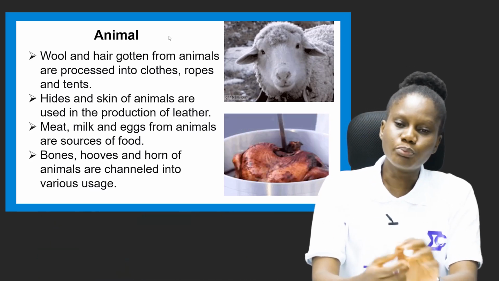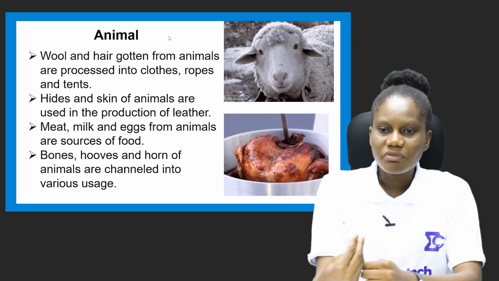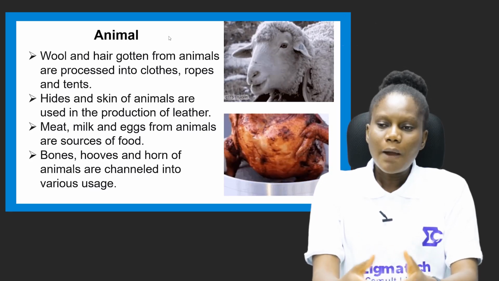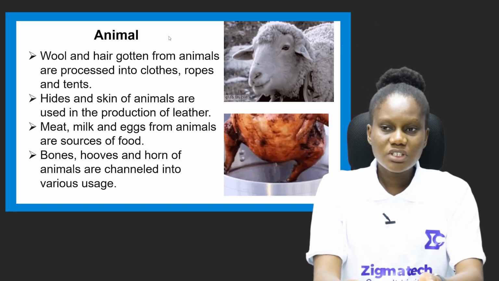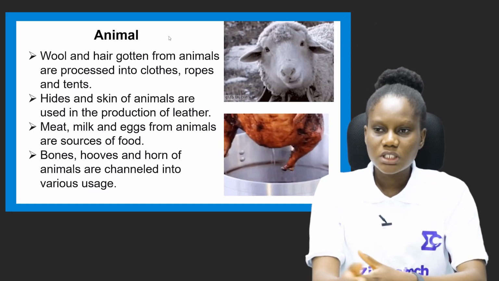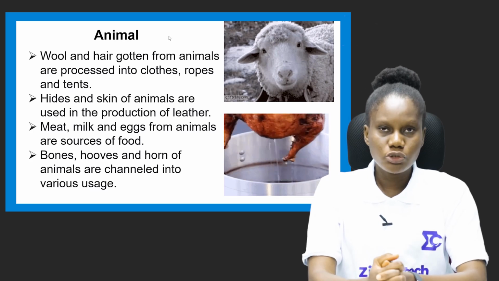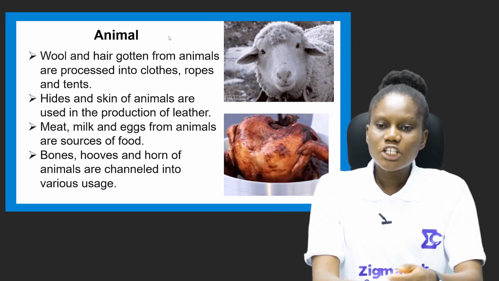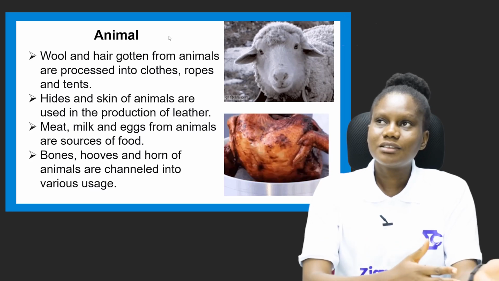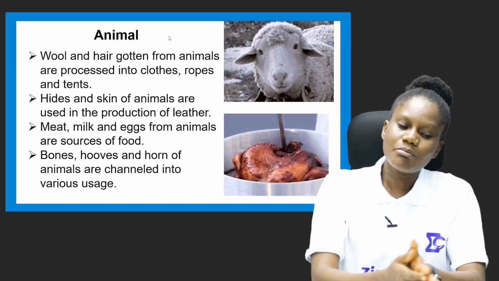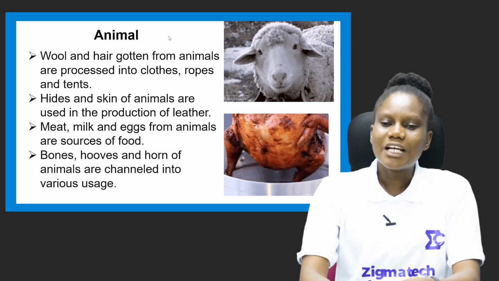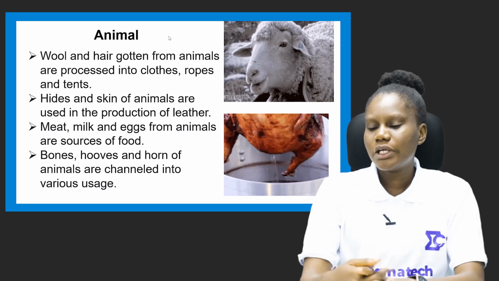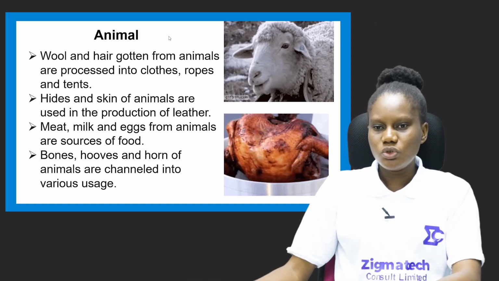And the next is bones, hooves, and horn of animals, which are channeled into various usage. Bones are used in a process in which they produce bone meal, because bones are very high in nutrients like calcium. They are broken down, taken to the industry, and made into bone meals, which are useful to humans. Hooves and horn of animals too are channeled into various usage.